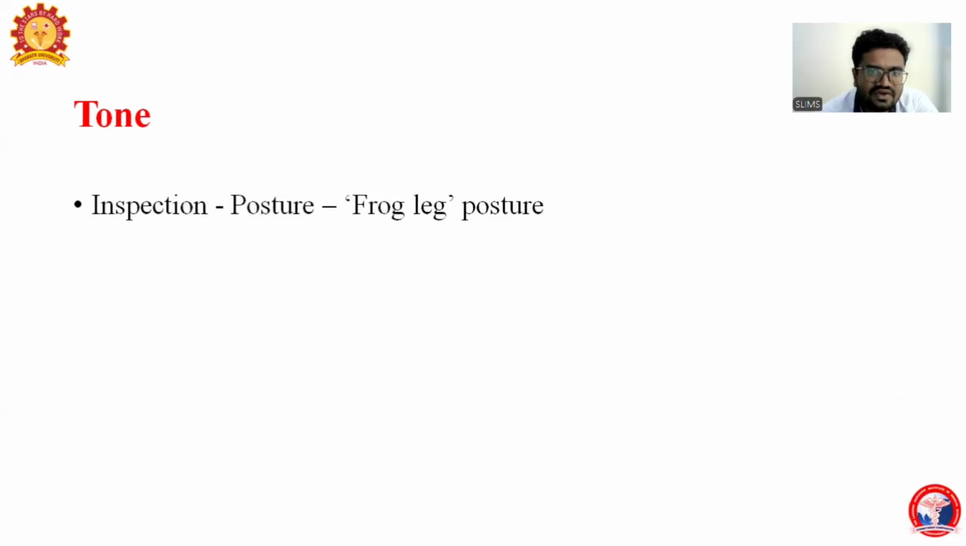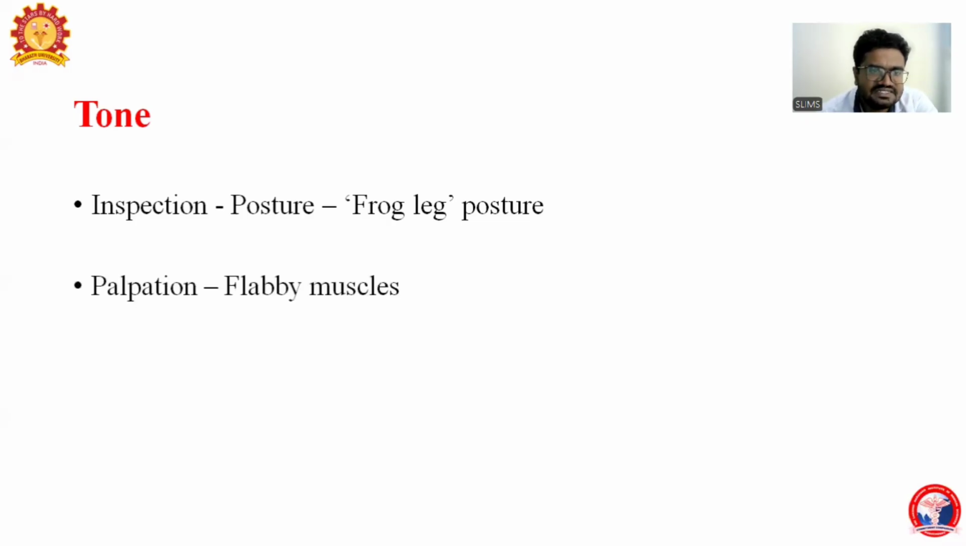Moving on to the tone examination. So inspection, the general attitude of a baby is very important. Always see whether the baby has a normal position or a frog-leg posture. The frog-leg posture is most commonly seen in peripheral hypotonia, where the baby is floppy weak. The baby will be alert, but the limbs will be as of a lying down frog, where the legs and hands are very weak.